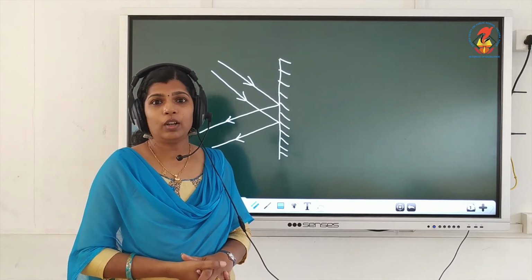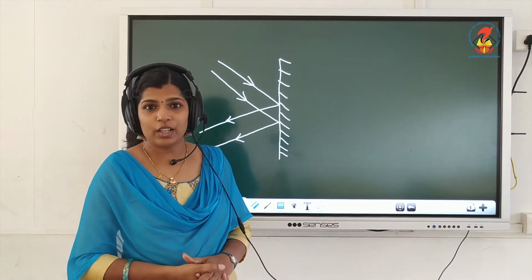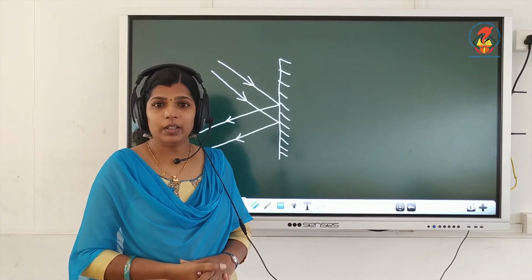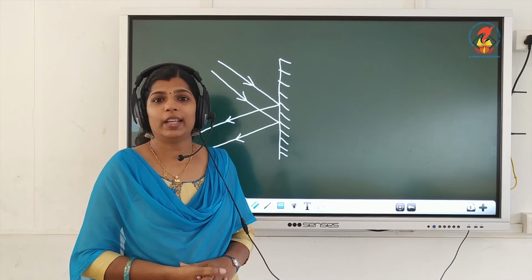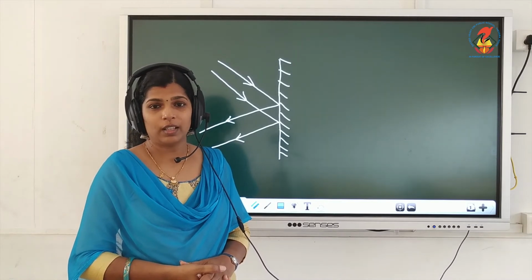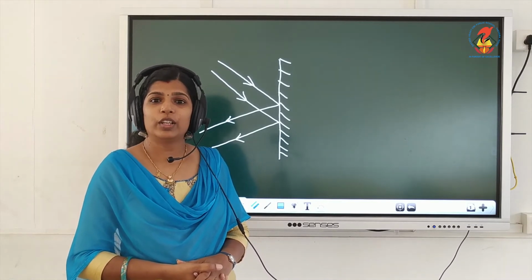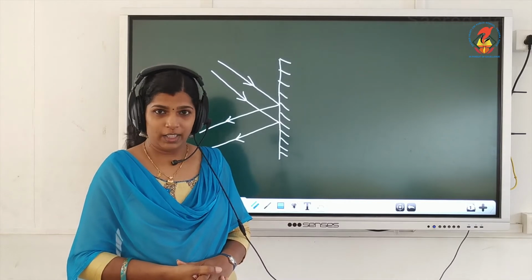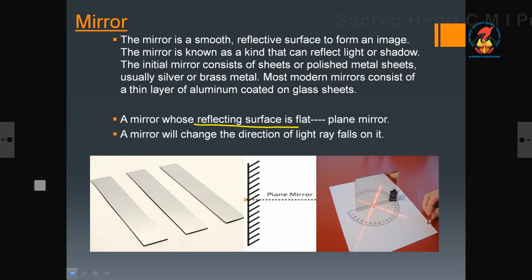A mirror will change the direction of the light ray that falls on it, which means reflection will take place. A mirror will reflect the light. A mirror whose reflecting surface is flat is known as a plain mirror. Here, this one is a plain mirror.